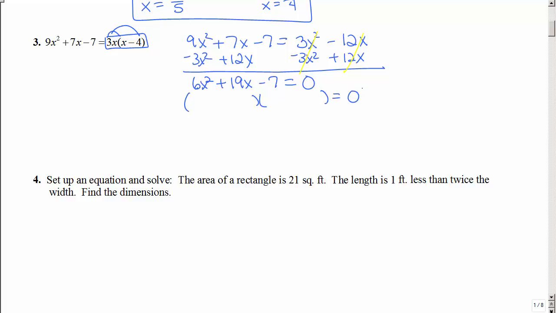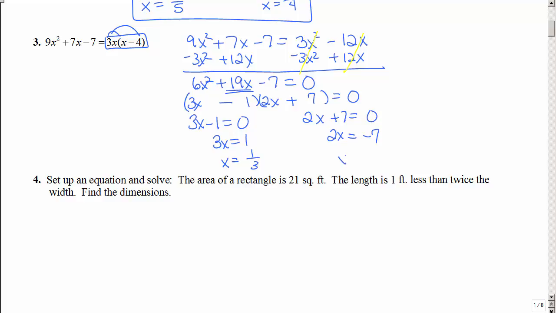And again, many different methods to factor that trinomial. I think that needs to be a plus and that needs to be a minus to get that positive 19 in the middle. So now we set each factor equal to 0 and solve for x. Adding 1, dividing by 3. Here subtracting 7 and dividing by 2. So again, in that answer blank, we would make our list, or we can say x equals that.